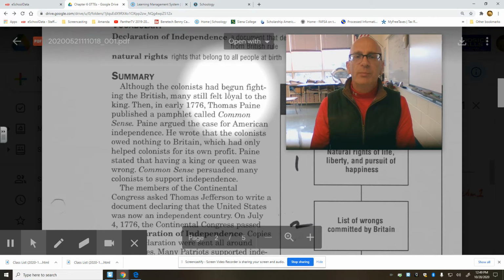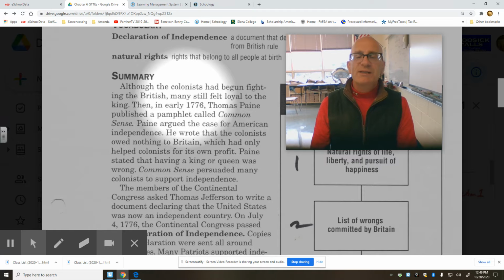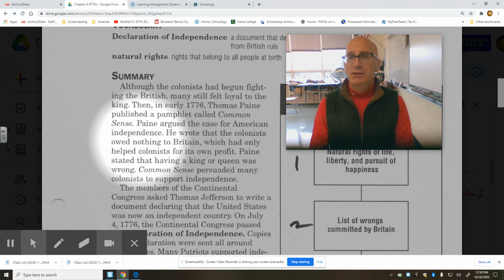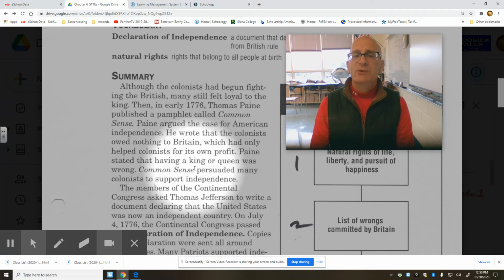Although the colonists had begun fighting the British, many still felt loyal to the king. Then, in early 1776, Thomas Paine published a pamphlet called Common Sense. And in this pamphlet, Thomas Paine argued the case for American independence. He wrote that the colonists owed nothing to Britain, which had only helped colonists for its own profit. Paine stated that having a king or queen was wrong, and Common Sense persuaded many colonists to support independence.